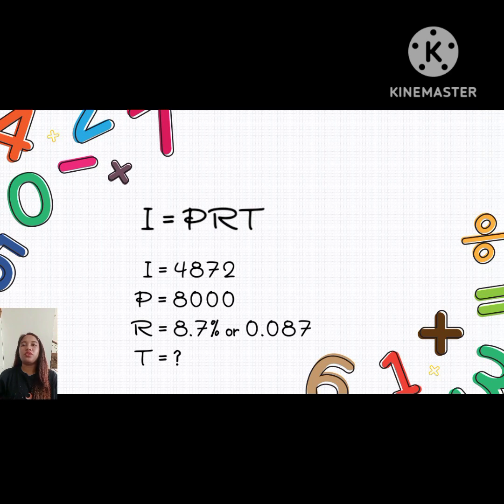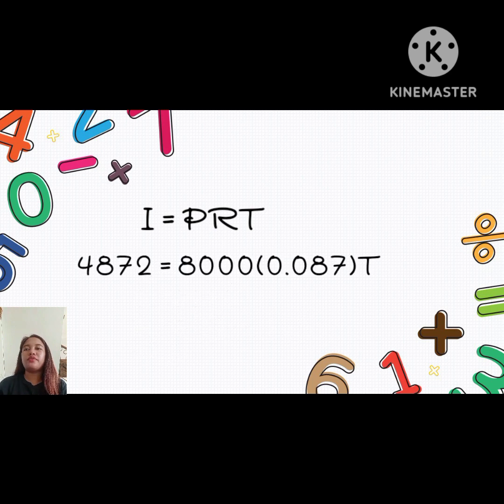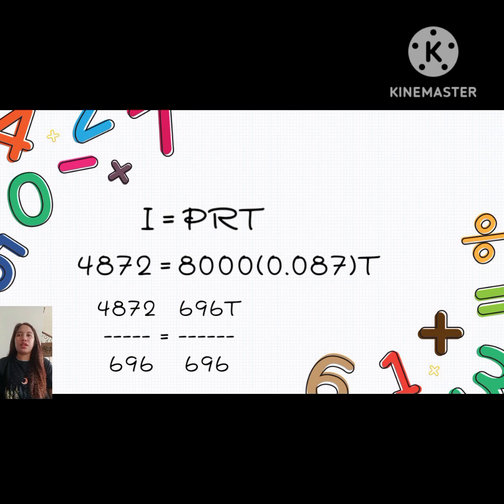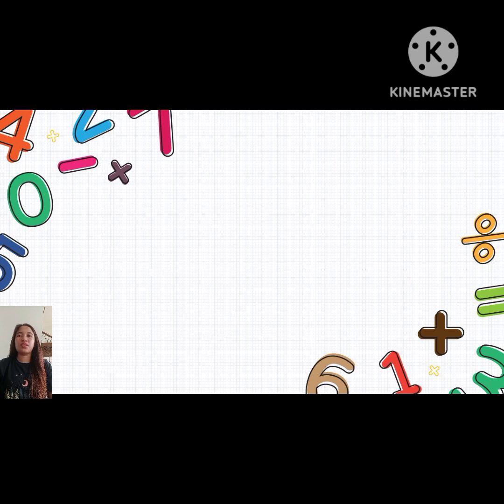8.7% or 0.087, and the time is unknown. 4,872 pesos is equal to 8,000 times 0.087, which is 696, times T. Divide both sides by 696 and cancel both 696. That's why we will have 7. So our time is 7 years for her to earn 4,872 pesos if she invests 8,000 pesos.